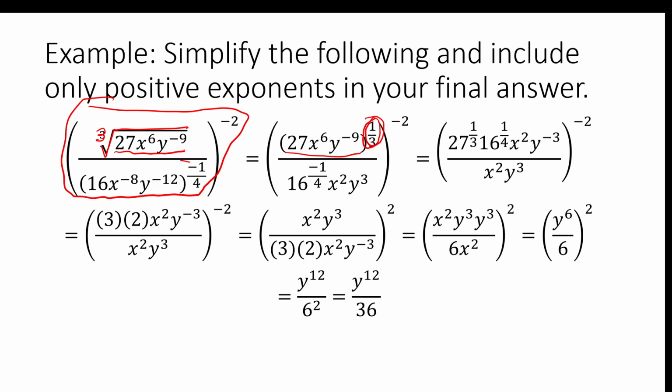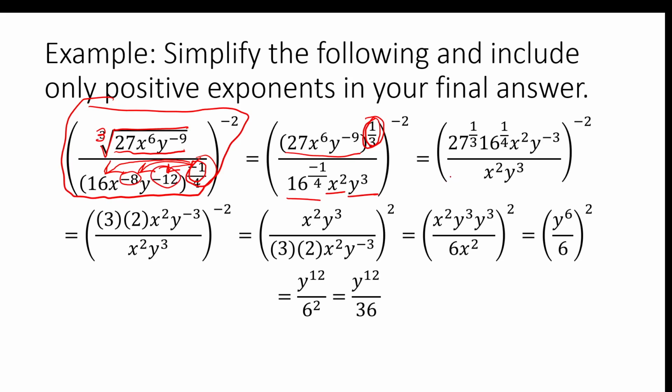And then the next thing we did is we took that negative 1/4 and distributed it to everything that it's touching. So we got 16 to the negative 1/4. This negative 1/4 multiplied negative 8 and became 2, so we had x to the 2. This negative 1/4 multiplied that negative 12 and became 3, so we had y to the 3.